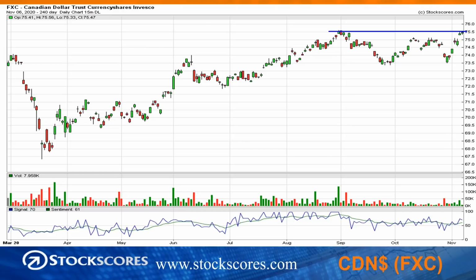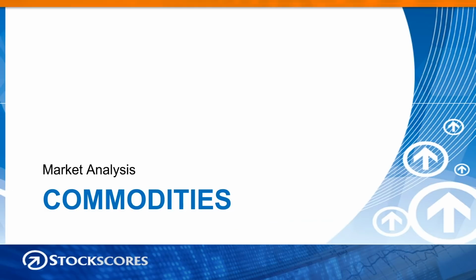We'll see if it can break through that, but we have a little rising bottom. I think it'll probably pull back and maybe go sideways for a bit. Keep an eye on that.